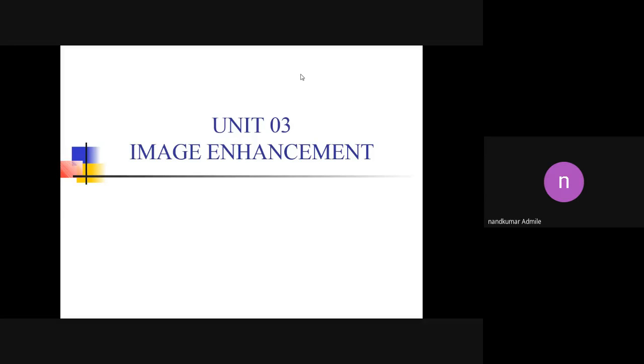Image enhancement is nothing but the process of improving the appearance of an image. It can be used in any application. Depending on the application, we can improve the quality of the image. For that, we can take the example of the healthcare system.